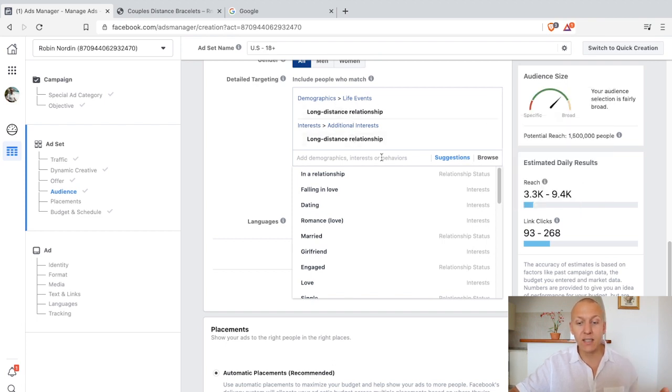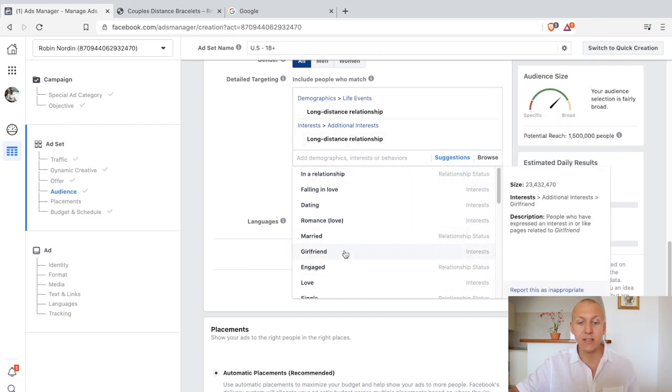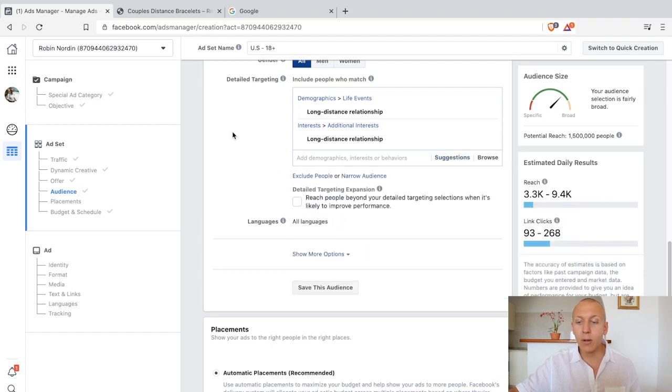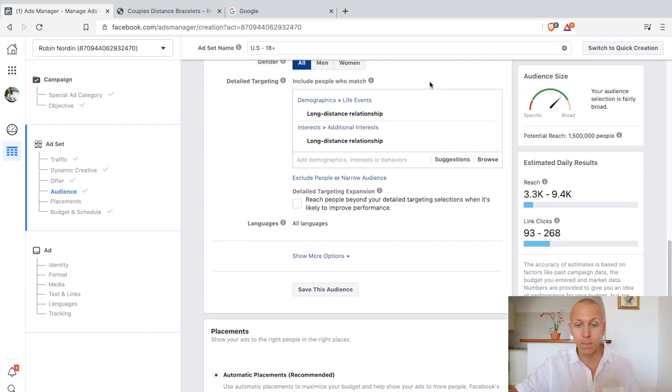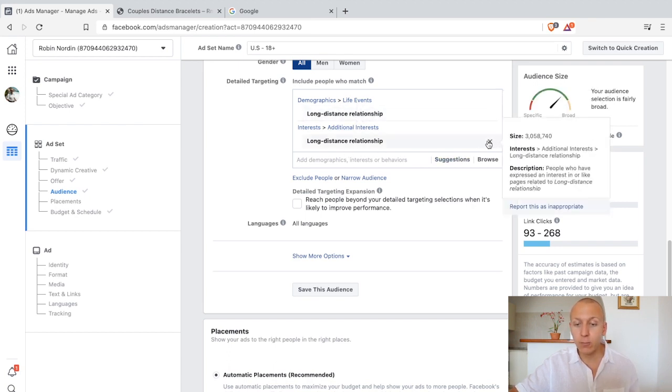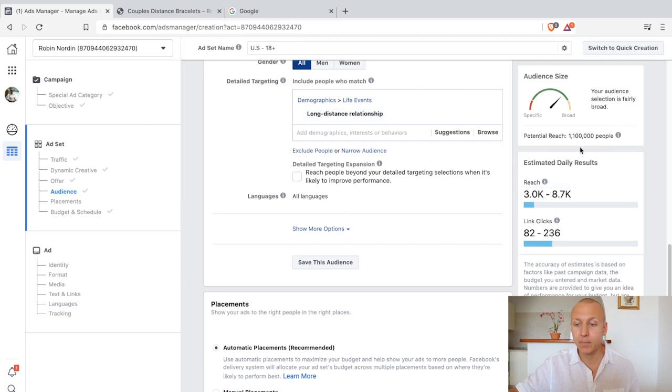So if you're looking to add something similar, you just click on suggestions and you can add that one in. Now, I want you to look to the right here, because you can see that the potential reach has actually changed. It's down to 1.5 million people right now. And also, since we've added two things in, I want to show you something. If I would only have one thing in here, then we would have 1.1 million people.